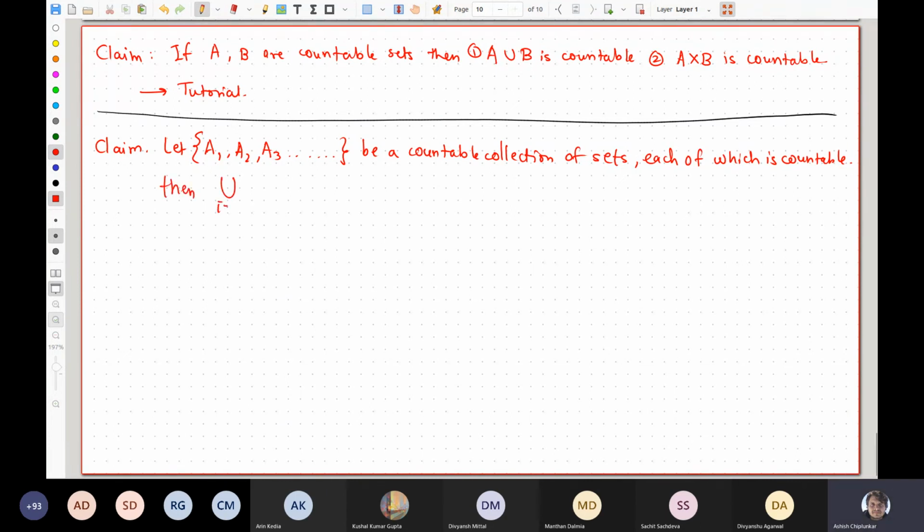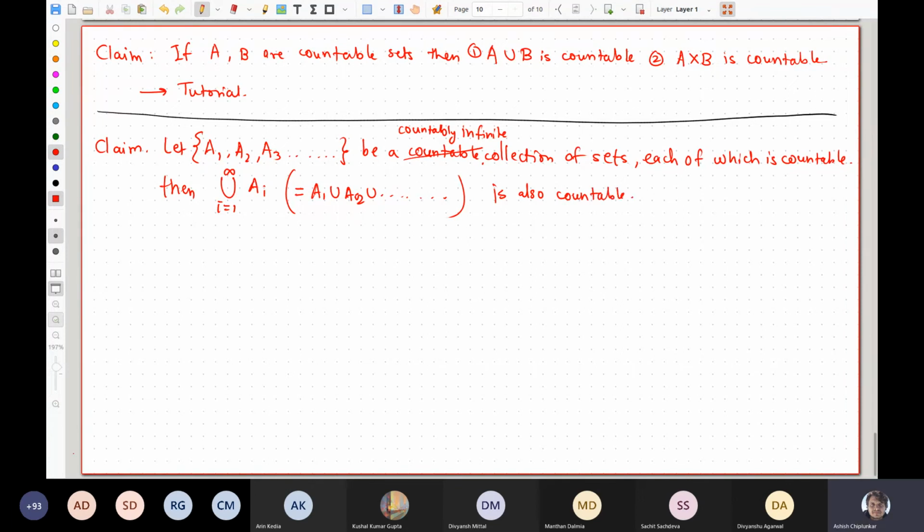Then the union over i going from 1 to infinity of these Ai, which is another way of writing A1 union A2 union, and so on. Let me say countably infinite collection; the interesting case is where this is a countably infinite collection. So this is the same as A1 union A2 union and so on. This is an infinite union, and this is also countable.